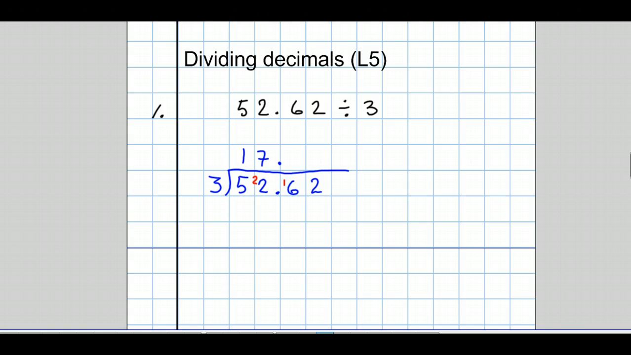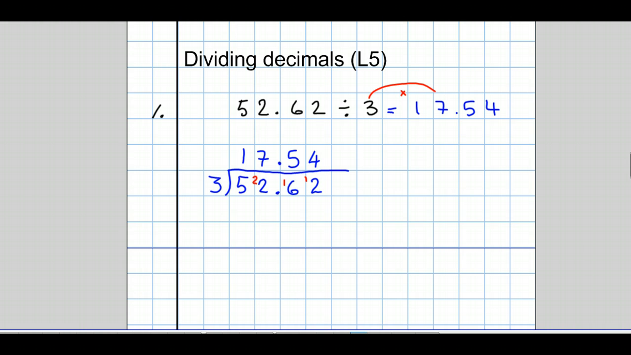3's into 16. 3 goes into 16 5 times. 3 5's are 15, so there's 1 left over. And then 3's into 12 go exactly 4 times. So our answer is 17.54. Now, if you wanted to check, the reverse of dividing is multiplying.